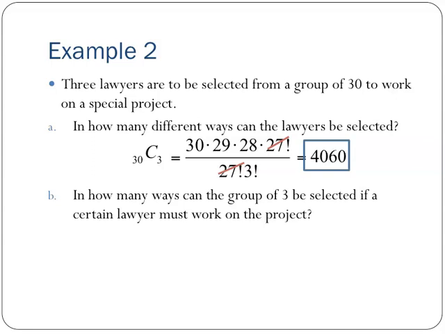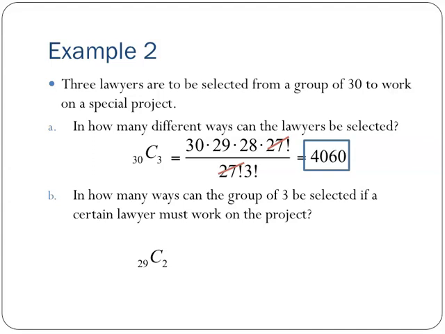Alright, and how many ways can the group of 3 be selected if a certain lawyer must work on the project? Okay, so out of those 30 lawyers, if one of them has to be on the project, well then there are only 2 more that we need to choose, and only 29 to choose from. So, since now we're only choosing from 29 lawyers, and we are only choosing 2 of them, that would be 29 choose 2.